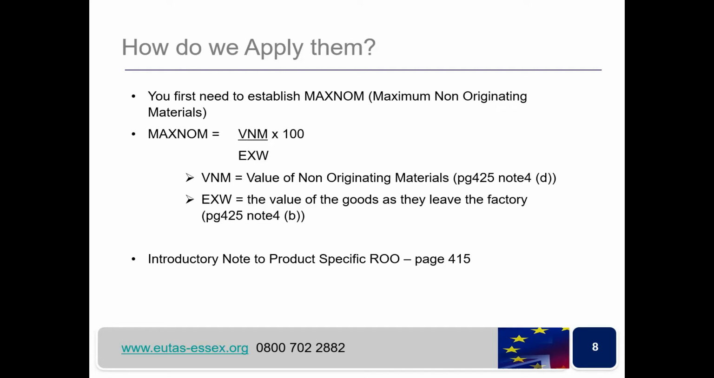However, at the moment, that's still not up to date. You can find in the agreement from page 479 a table that shows you all the commodity codes and what percentage of Maxnom you can have. And this varies from product to product, but sits somewhere between 40 and 60%.